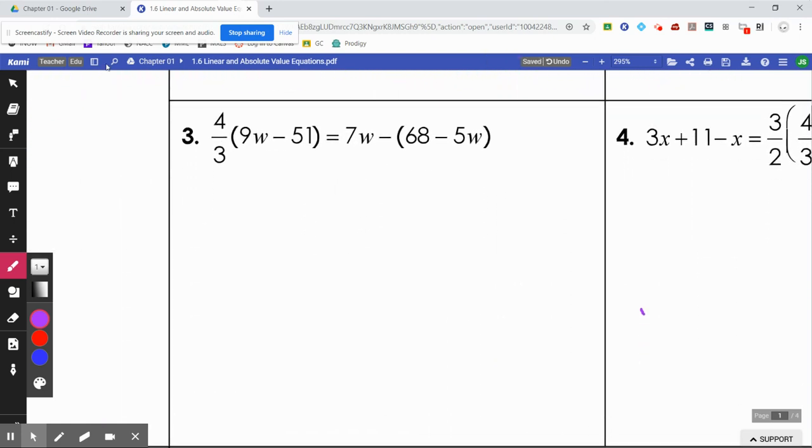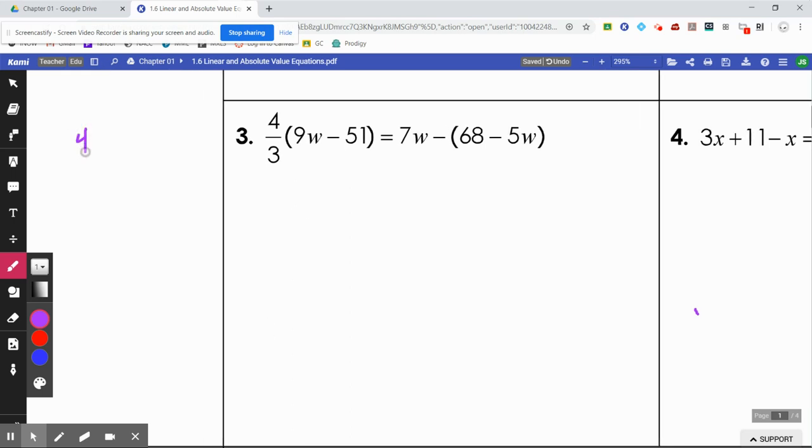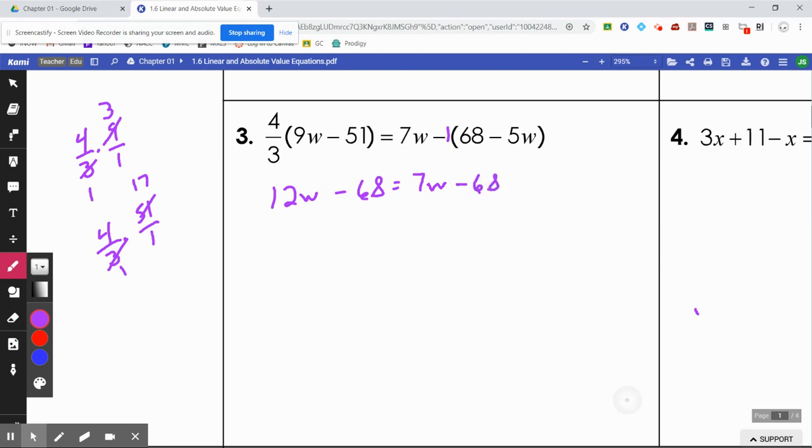Distributive property, 4/3 times 9 and 4/3 times 51. If you need to come over to the side and do 4/3 times 9, cross cancel 3 and 9, that gives you 12. And 4/3 times 51, cross cancel 3 and 51, that gives you a minus 68. Then 7w, distribute this negative 1. Negative 1 times negative 68 is a negative 68, and negative times negative is a positive 5w.